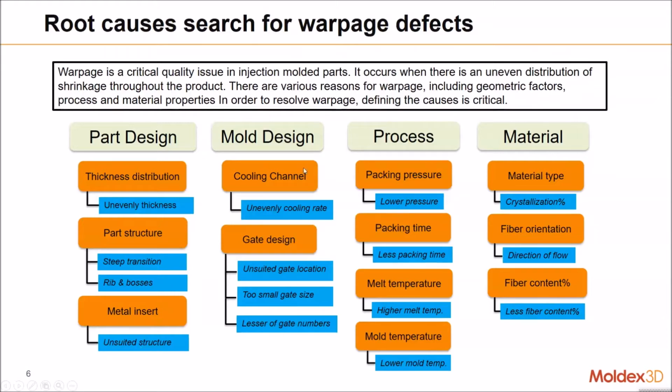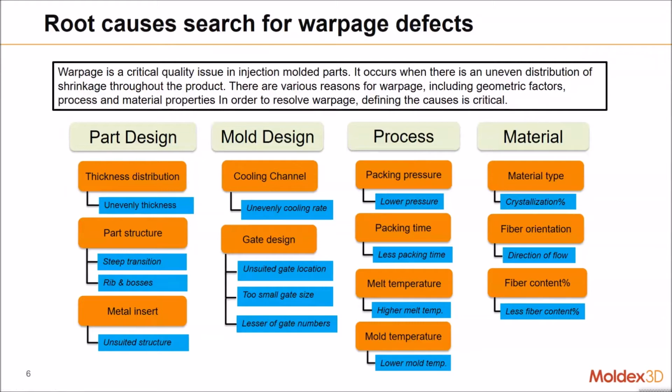Okay, the next one is the mold design. The uneven cooling efficiency might cause a temperature difference between the 2 sides of the part, just like I showed on the last page. This kind of temperature difference could cause the part to warp toward the hotter side. The gate location, gate size, and gate number are important elements to control the warpage problem in your part.